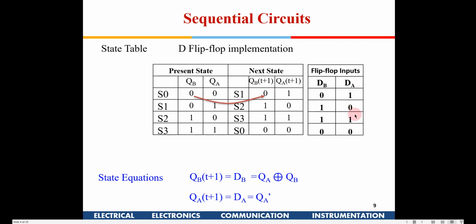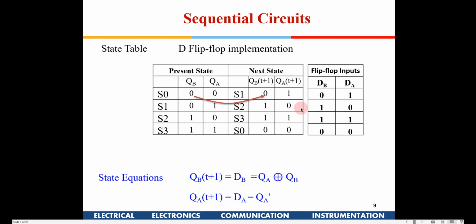So now I write these states, and then I write what is the DA and DB for the next state. Now I have to write DA and DB in terms of QA and QB. If you compare these two, for 0 0 it is 0, 0 1 it is 1, 1 0 it is 1, 1 1 it is 0. So just seeing these two, I can write the value of DB as QA XOR QB.